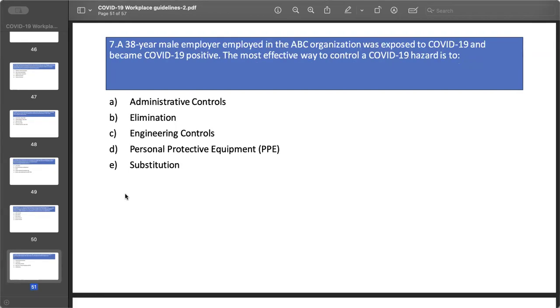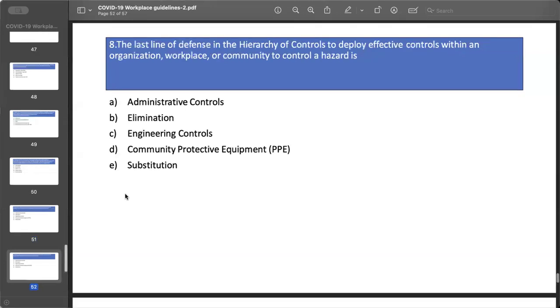Question number 7. A 38-year-old male employee in the ABC organization was exposed to COVID-19 and became COVID-19 positive. The most effective way to control a COVID-19 hazard is: option A, administrative control; option B, elimination; option C, engineering control; option D, PPE; option E, substitution. B is the right answer. Question number 8. The last line of defense in the hierarchy of control to deploy effective control within an organization, workplace, or community to control a hazard is: option A, administrative control; option B, elimination; option C, engineering control; option D, PPE; and option E, substitution. D is the right answer.